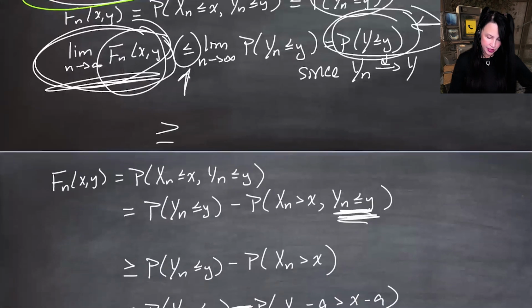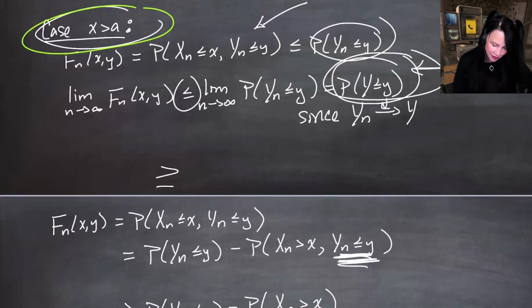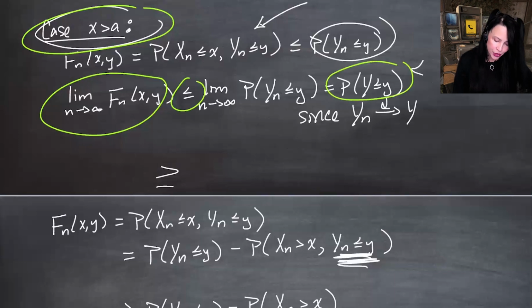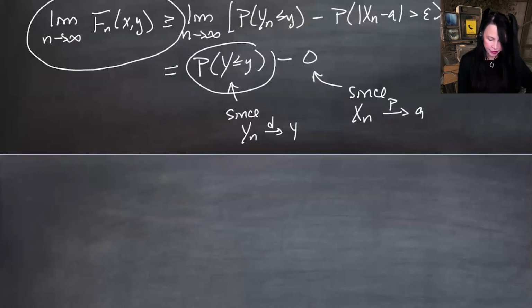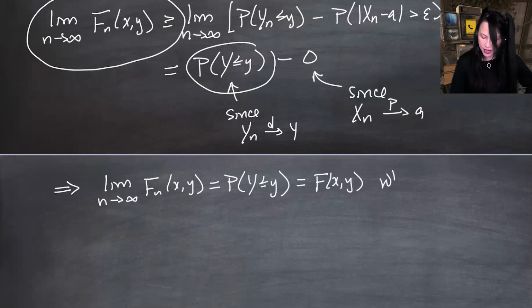And before, that's a mess. Get rid of these lines. But before we had that, this limit is less than or equal to this. So putting them together, we have that the limit as n goes to infinity of fn of x and y is equal to the probability that y is less than or equal to y. And this is our limiting CDF, at least when x is greater than a. So we're done.